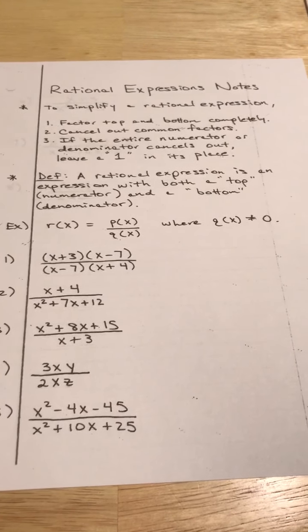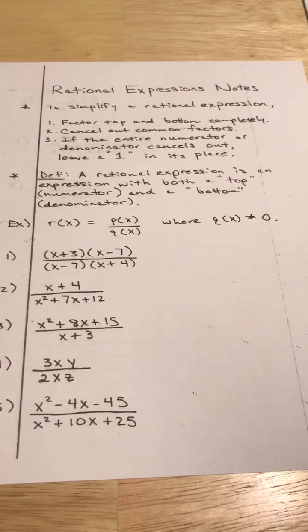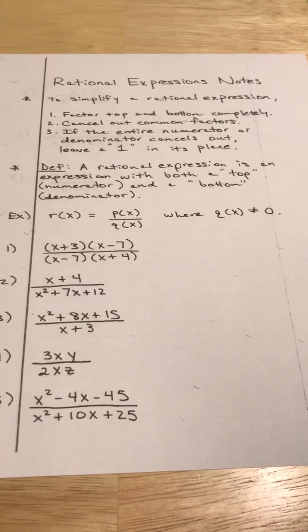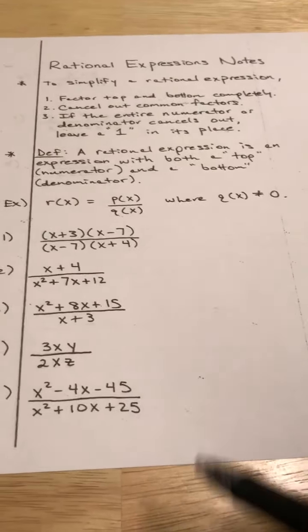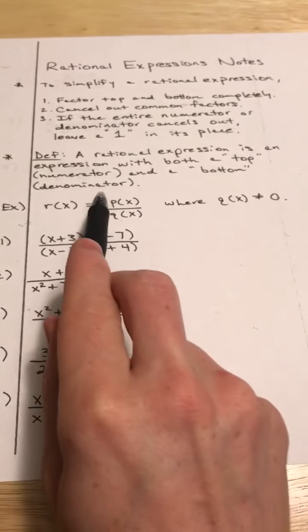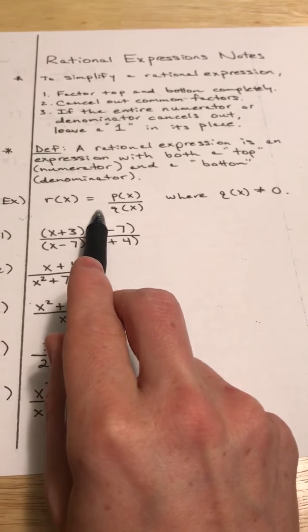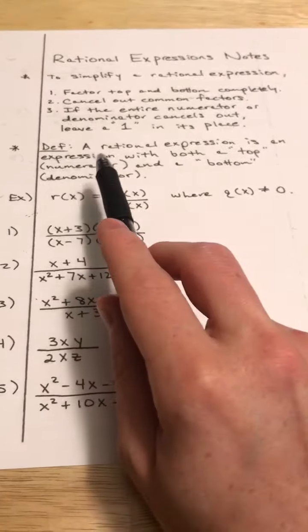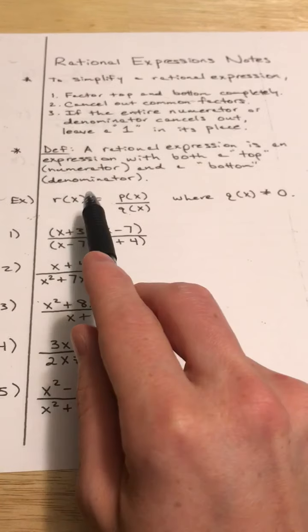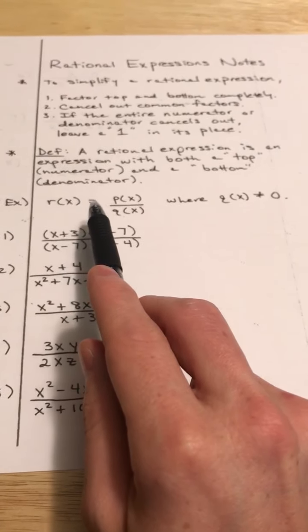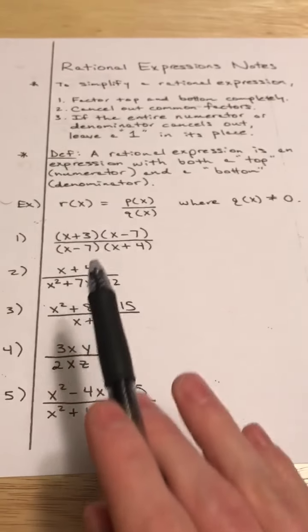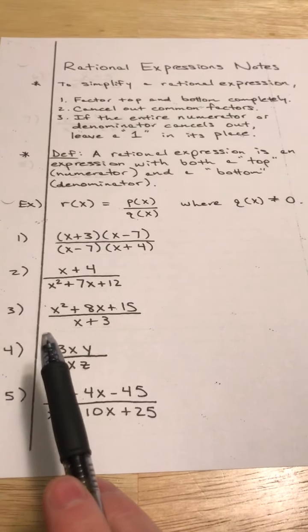All right, day 4. We are doing rational expressions today. Now, these are basically just fractions because what you can see is there's a top part and there's a bottom part. We call the top the numerator and we call the bottom the denominator, but that's not so important right now. The main thing that you want to get from this is the directions.